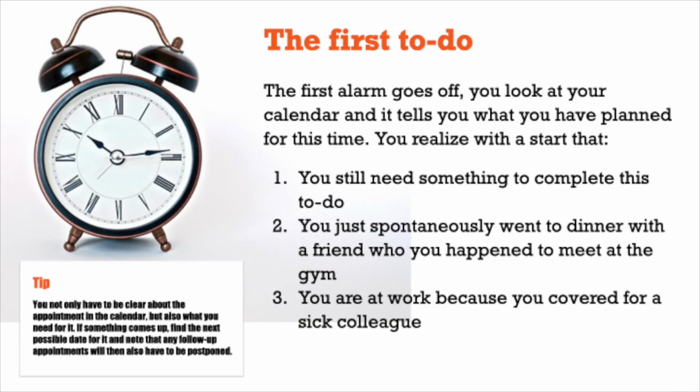The first to do. The first alarm goes off, you look at your calendar, and it tells you what you have planned for this time. You realise with a start that 1, you still need something to complete this to-do. 2, you just spontaneously went to dinner with a friend who you happened to meet at the gym. 3, you are at work because you covered for a sick colleague.